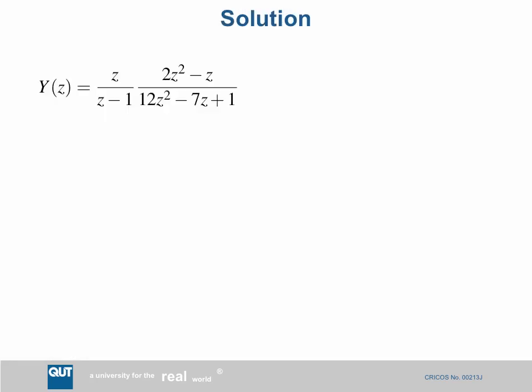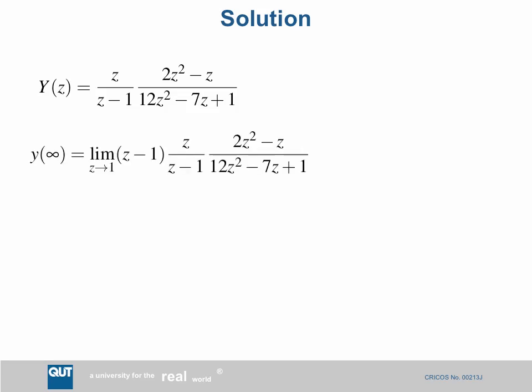All right, so y, the output of the system, is z over z minus 1, which is the input multiplied by the dynamics of the system. Now, the steady state value is given by the final value theorem, so that's this limit. So we pre-multiply that by z minus 1, and then we have yz.